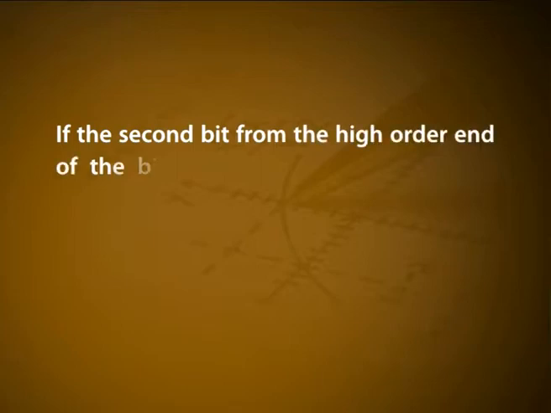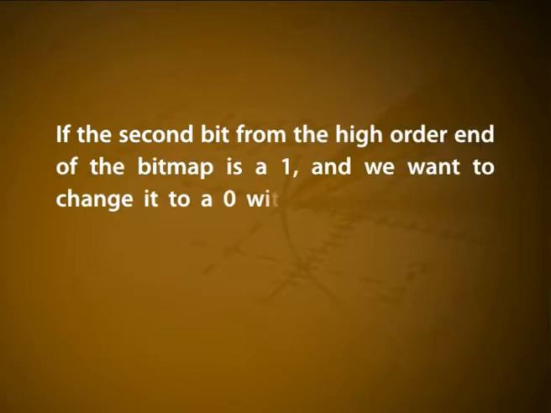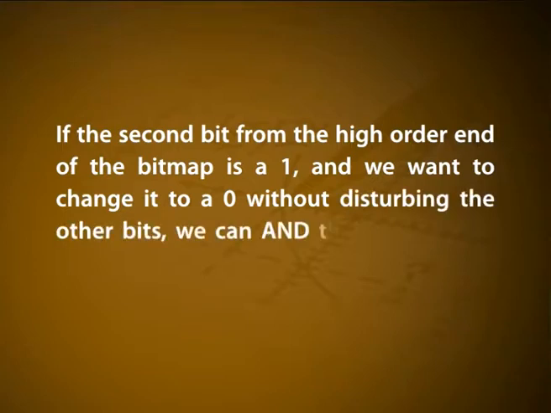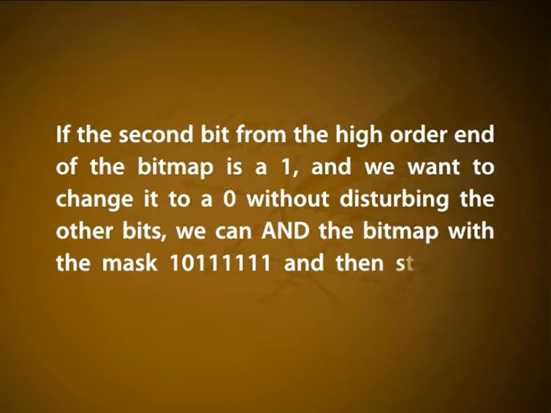The bitmaps used in a memory cell are used to find out whether the object associated with a particular bit from the high order end, for example the 4th bit, is present. It just needs to AND the entire byte with the mask 00010000, which produces a byte of all zeros if and only if the 4th bit from the high order end of the bitmap is itself 0. If the second bit from the high order end of the bitmap is a 1 and we want to change it to a 0 without disturbing the other bits, we can AND the bitmap with the mask 10111111 and then store the result.